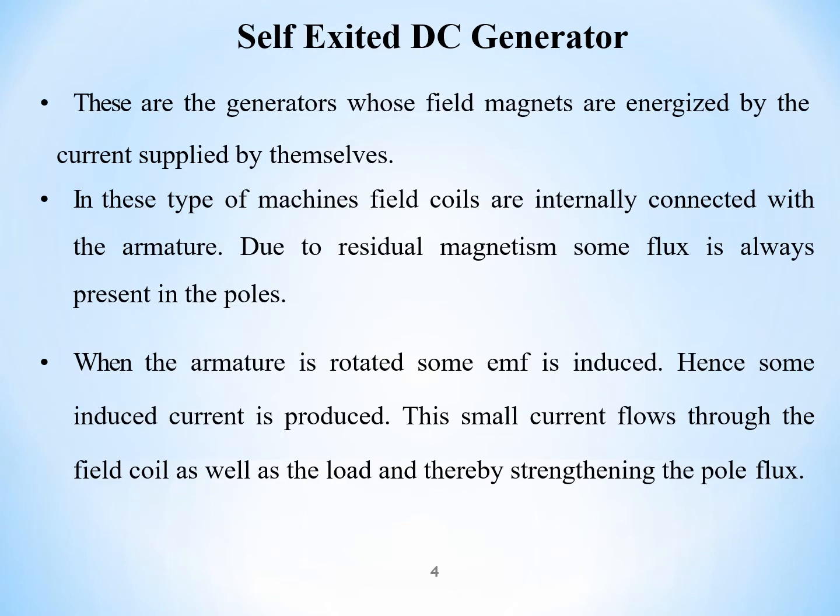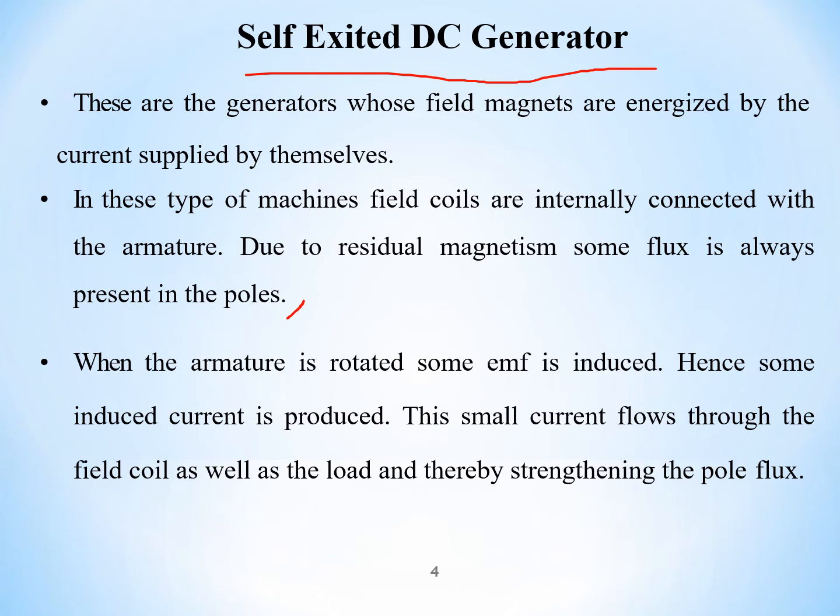Then what is a self-excited DC generator? Here, these are the generators whose field magnets are energized by the current supplied by themselves. So the current which is provided by themselves, hence it is called as self-excited generators. In these types of machines, field coils are internally connected with the armature. Due to residual magnetism, some flux is always present in the poles.